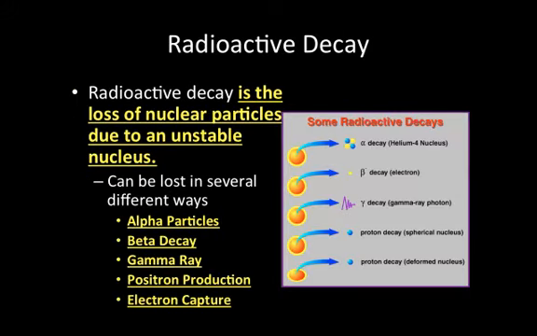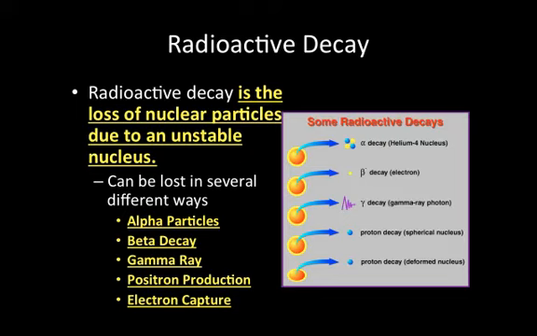The process of radioactive decay is the loss of nuclear particles due to an unstable nucleus, and it can happen in several different ways. We can lose particles through alpha particles, beta decay, gamma radiation, positron production, and electron capture. We could talk about all five of these, but the three I'm primarily going to talk about today are alpha particles, beta decay, and gamma radiation, because those are the ones most frequently seen at this level of chemistry.